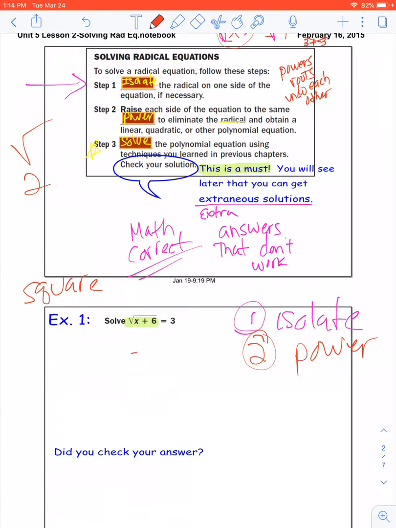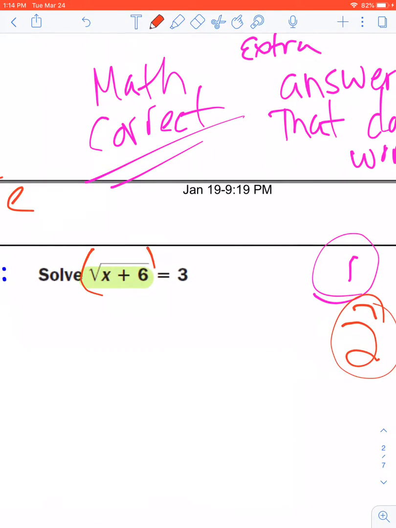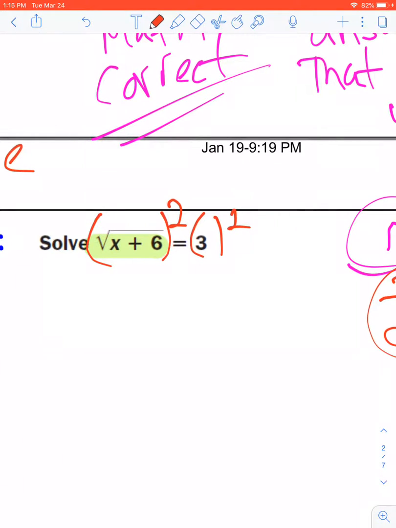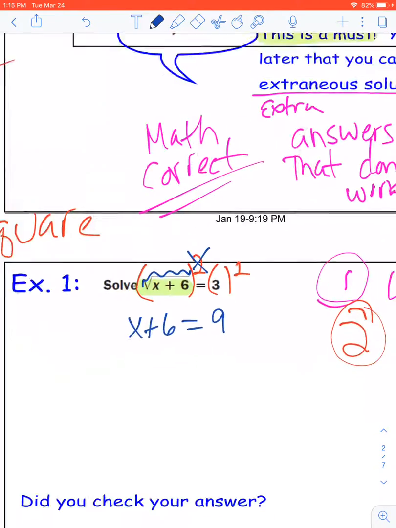So here's what I'm going to do next. I am going to raise each side to the power of 2. That is what this step is saying. Let's do that. Okay, as a reminder, the power of 2 and the square root undo each other, leaving me with x plus 6. 3 to the second power is 9.